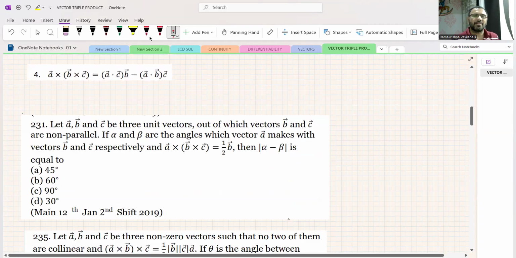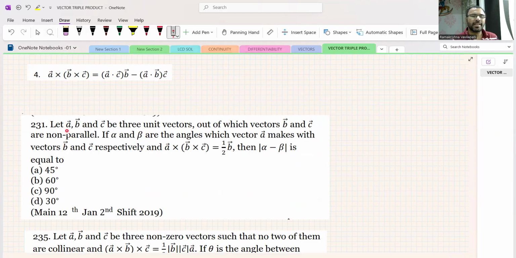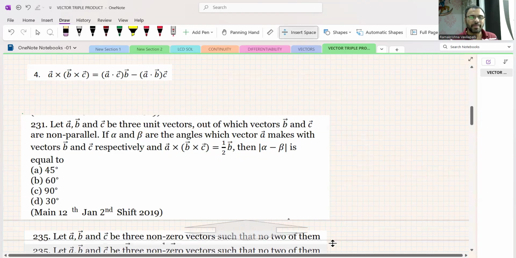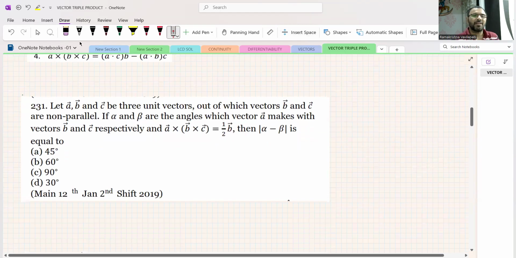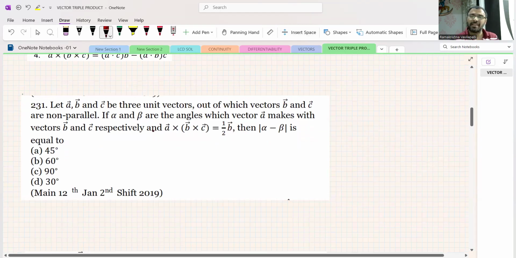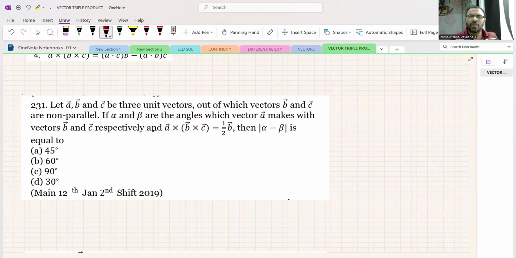So you see, A bar, B bar, C bar are three vectors, out of which B bar and C bar are non-parallel vectors. Alpha and beta are the angles which A bar makes with B bar and C bar respectively. A cross B cross C equal to half B bar. Then what is modulus of alpha minus beta? This is a previous JEE Mains question. The question is quite simple and straightforward. Just use the definition.